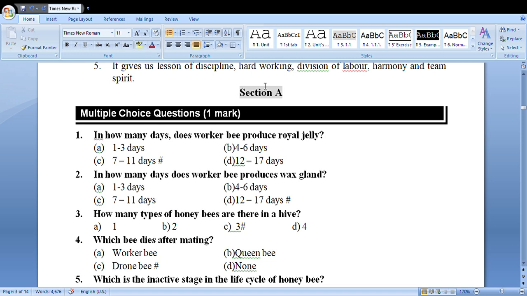Now section A, multiple choice questions from this lesson. In how many days does worker bee produce royal jelly? Its answer is 7 to 11 days. In how many days does worker bee produce wax gland? From 12 to 17 days. How many types of honeybees are there in the hive? Obviously there are 3 types of honeybee in the hive.